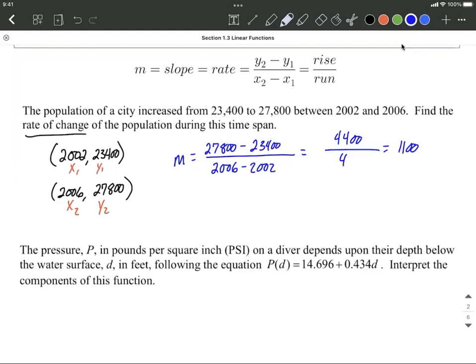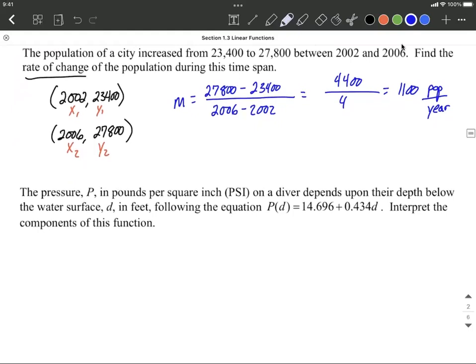All right, now if we want to think about our labels a little bit on this, the y values were number of people, right? The population. So the numerator would be population, and the denominator was number of years. So in this case, the city is increasing because it's a positive rate of change, a positive slope, by 1,100 people per year. Let's quickly do this next one.